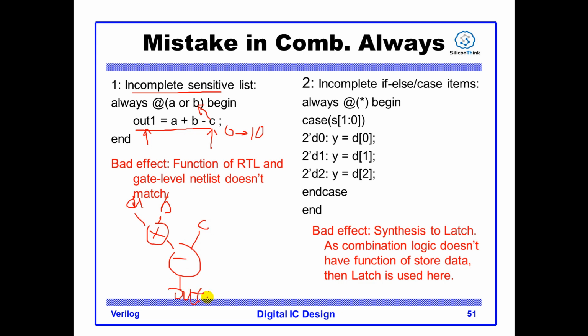So after synthesis, C must be the input of this combinational logic, and the value change of C must cause the value change of out1. So the function of RTL simulation and gate-level simulation will not match. This is a problem.